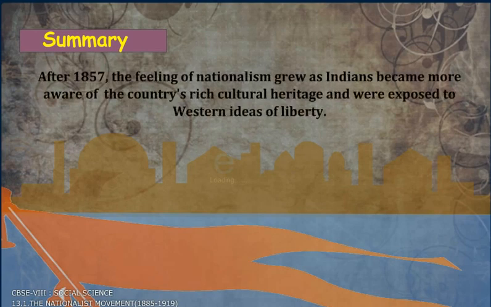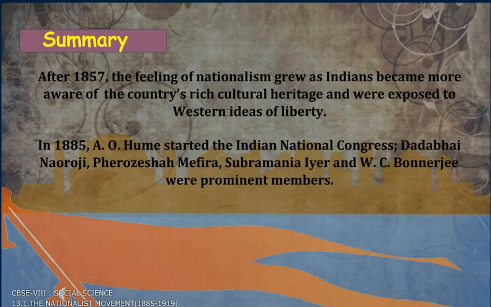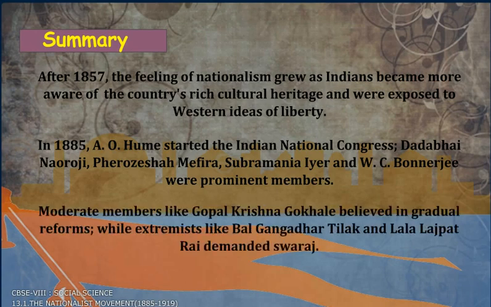Summary. After 1857, the feeling of nationalism grew as Indians became more aware of the country's rich cultural heritage and were exposed to Western ideas of liberty. In 1885, A.O. Hume started the Indian National Congress. Dadabhai Nauroji, Firoz Shah Mehta, Subramanya Iyer and W.C. Banerjee were prominent members. Moderate members like Gopal Krishna Gokhale believed in gradual reforms, while extremists like Bal Gangadhar Tilak and Lala Lajpat Rai demanded Swaraj.